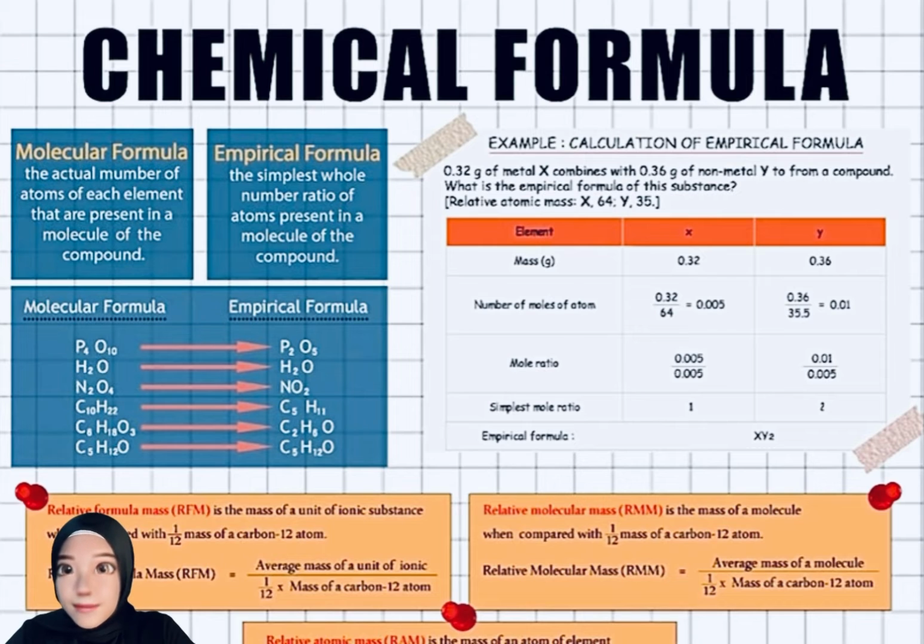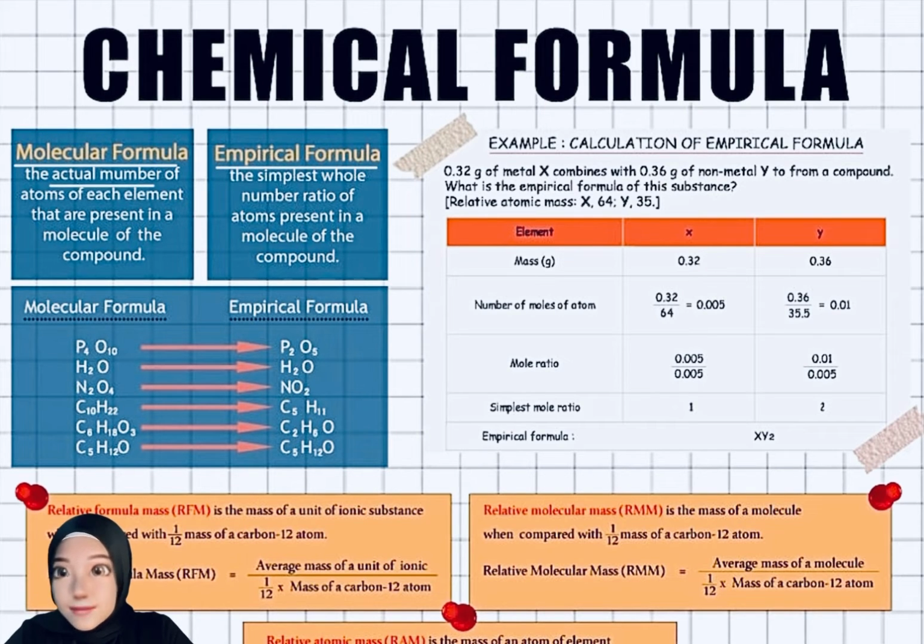Chemical formulas are representative of a chemical substance, with alphabets to represent atoms and subscript numbers to indicate the number of each type of atom that is present in the substance. There are two types of chemical formula, which are molecular formula and empirical formula. The molecular formula is the actual number of atoms of each element that are present in a molecule of the compound. And the empirical formula is the simplest whole number ratio of atoms present in a molecule of the compound.